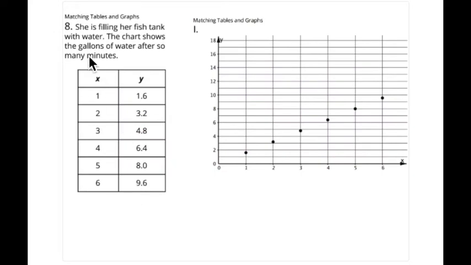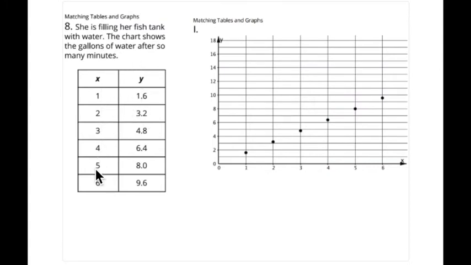This is Table 8 and Graph I. And this is a relationship between the number of minutes that it takes this girl to fill her fish tank and the number of gallons that flow into the fish tank given that number of minutes. So it's going to be gallons of water per minutes of time. The chart shows the gallons of water after so many minutes. So you're going to begin with the number of minutes.